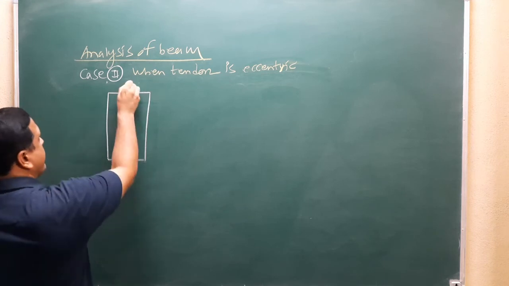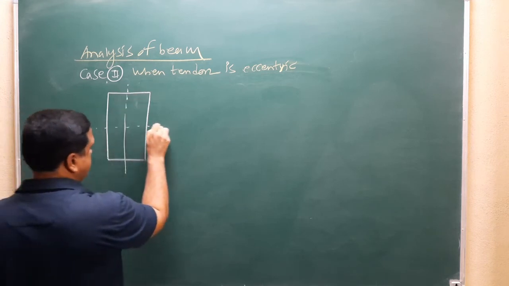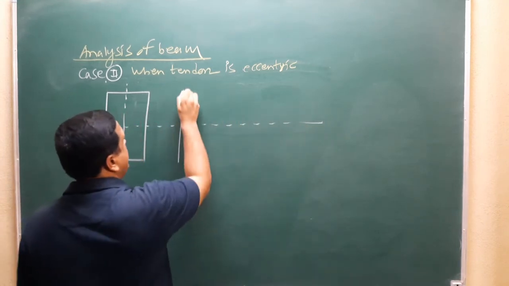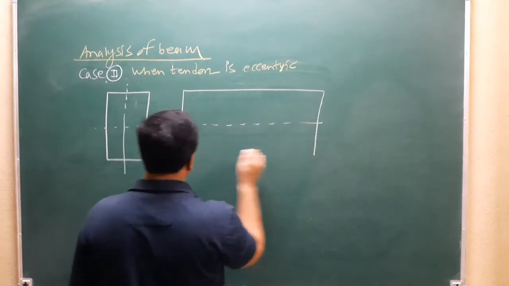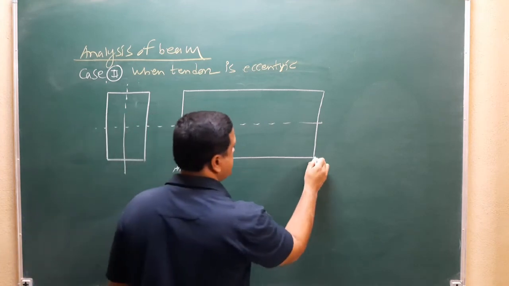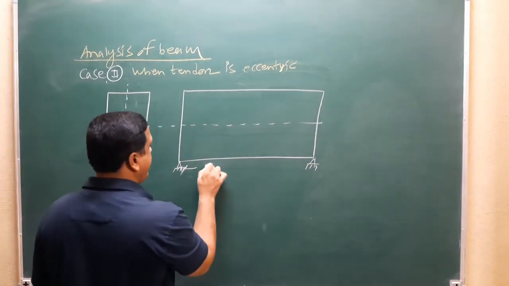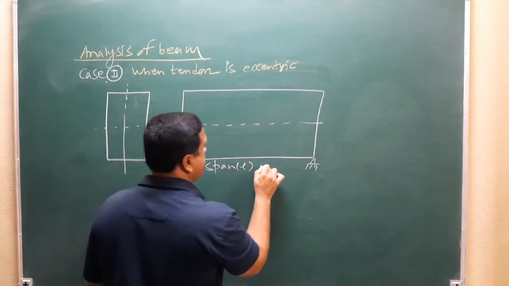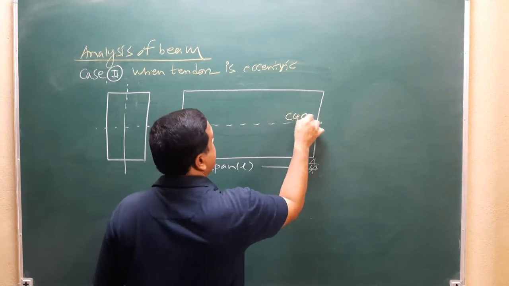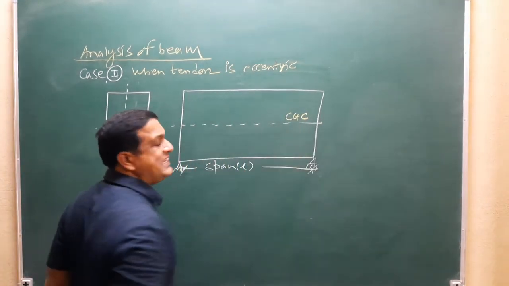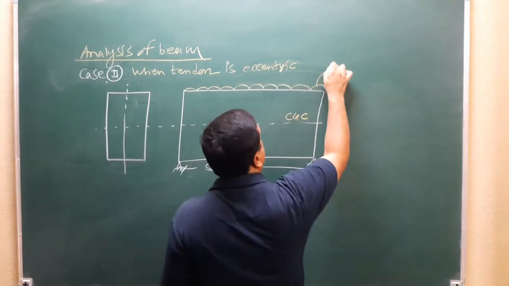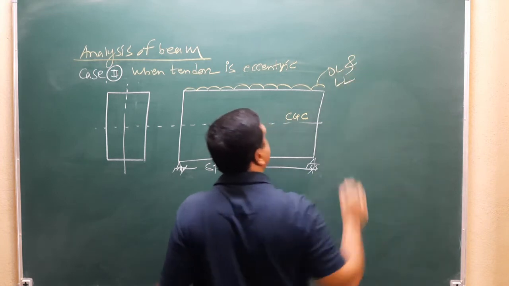These are the axes. I will tell you. So this is the longitudinal section of this beam. These are the supports, and this is the span L. This is the CG of concrete, CGC. Loading is there obviously, dead load and live load.